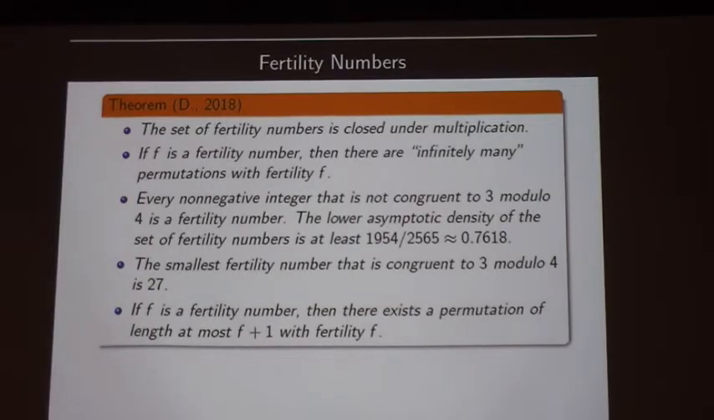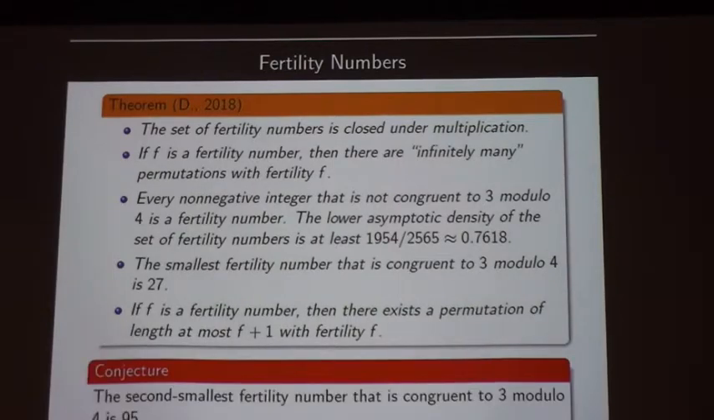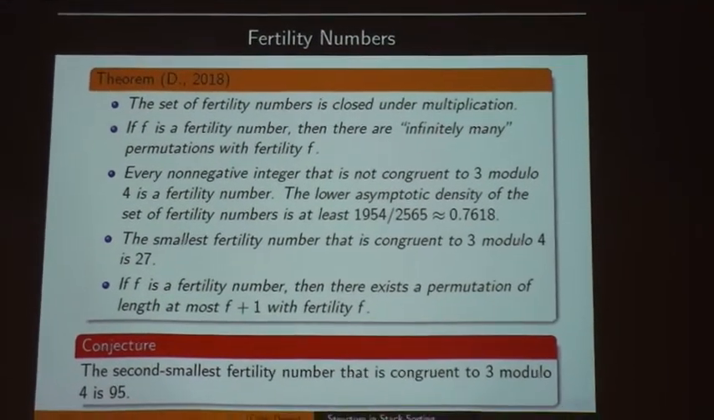This is saying that determining whether or not a given number is a fertility number or not is a finite problem, but it could be a very large finite problem unless you do some additional work to reduce the computations down to something that a computer or a human could handle. And I also wanted to mention that I've conjectured that the second smallest fertility number that's 3 mod 4 is 95, but also I haven't proven this.